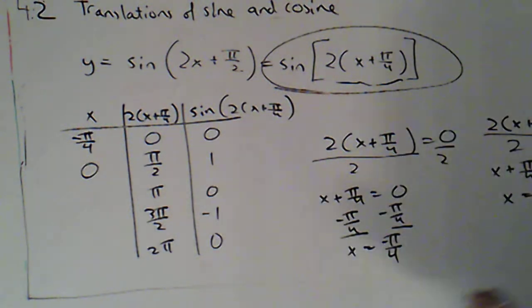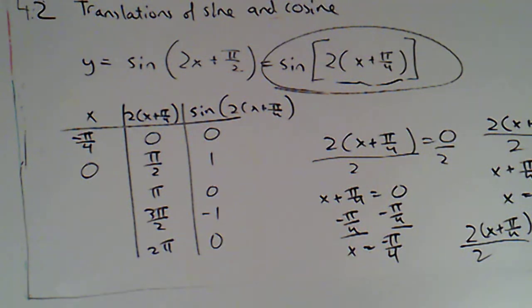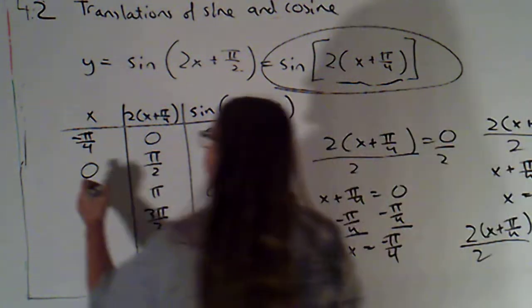Next one says that 2 times (x plus pi over 4) has to equal pi. I'm going to divide both sides by 2. And so we get x plus pi over 4 equals pi over 2. If I multiply that by 2 halves, that's the same as x plus pi over 4 equaling 2 pi over 2. Sorry, 2 pi over 4. And so x would be 2 pi over 4 minus pi over 4, which is pi over 4.